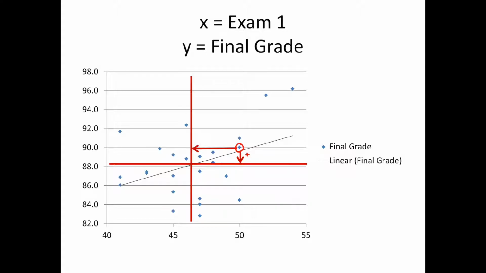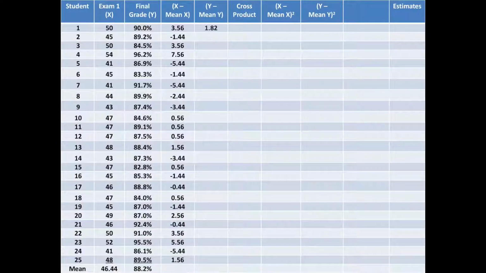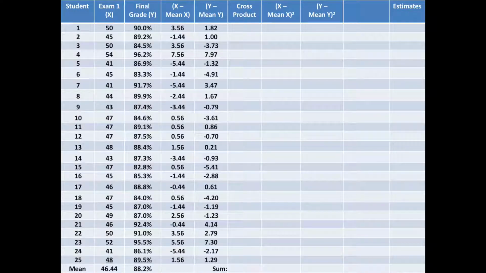And again, this person has a positive deviation score. In other words, they were above average in their final grade as well, just as they were above average on their exam 1 score. So here we have a positive 1.82. And I'm going to do the same thing for the rest of the people.